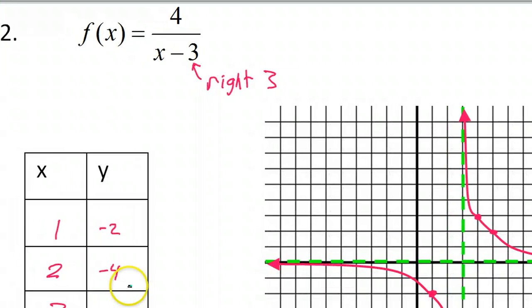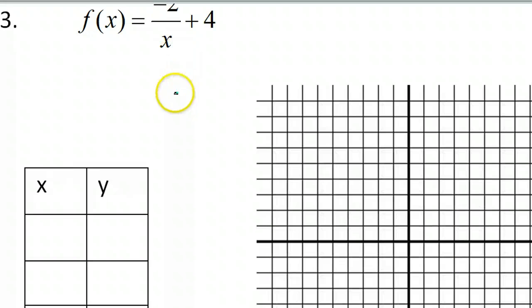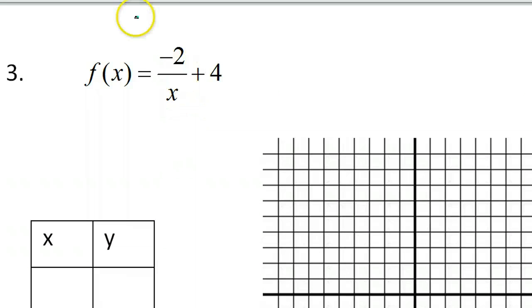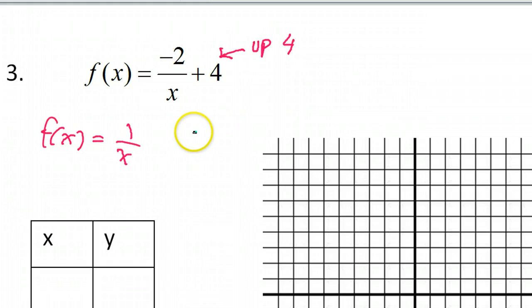Okay, how about problem number 3? Alright, for problem number 3, compared to the parent function of f of x equals 1 over x, we have a couple of changes. Alright, we learned that adding 4 on the end is going to move the graph up 4 compared to the parent function. It's been a while since we talked about the fact that having a negative sign on the leading coefficient is a reflection in the x-axis.